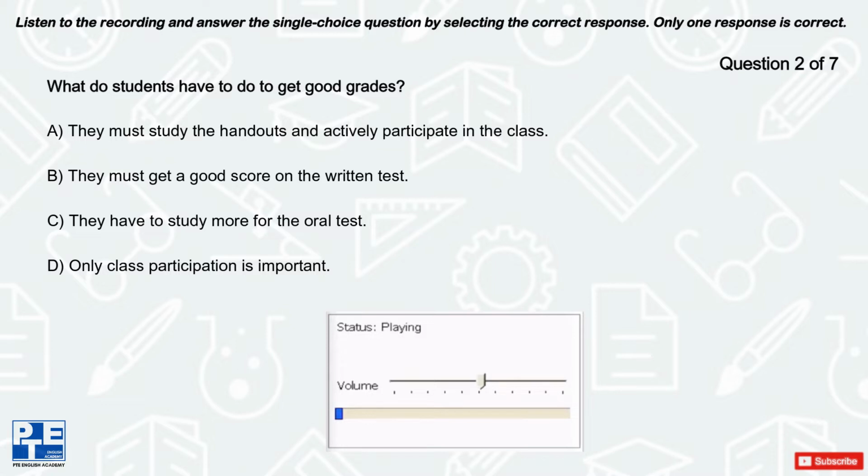Okay. Now let's talk about tests and grades. There will be 2 written tests and 1 oral test this semester. Each written test will have 40 multiple-choice questions. The oral test will have 5 questions.